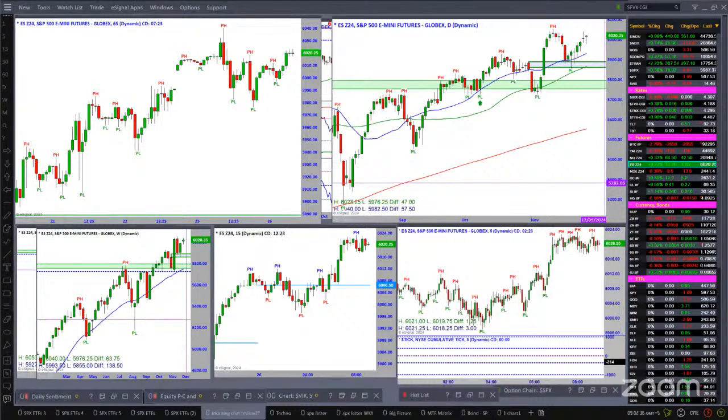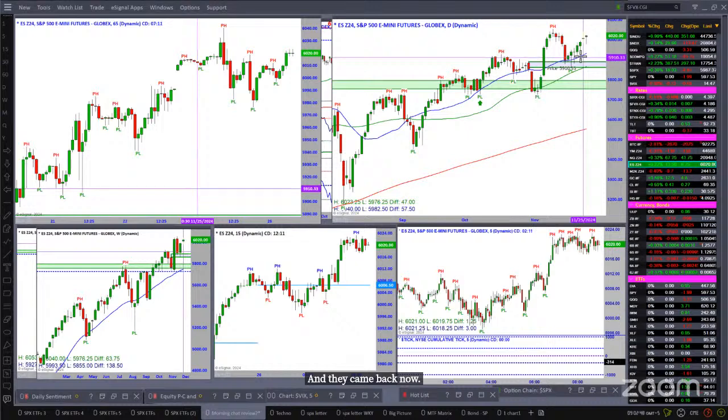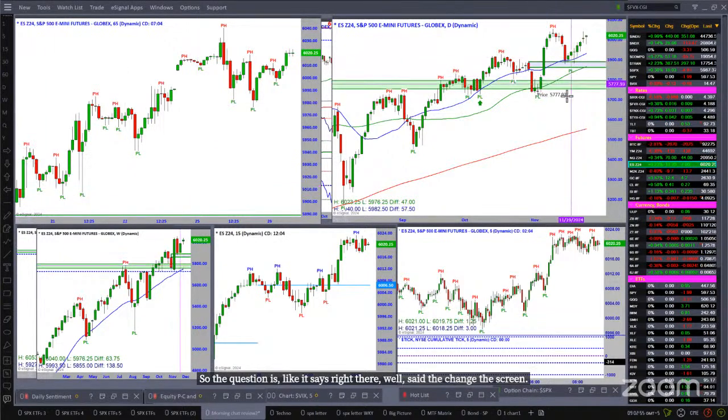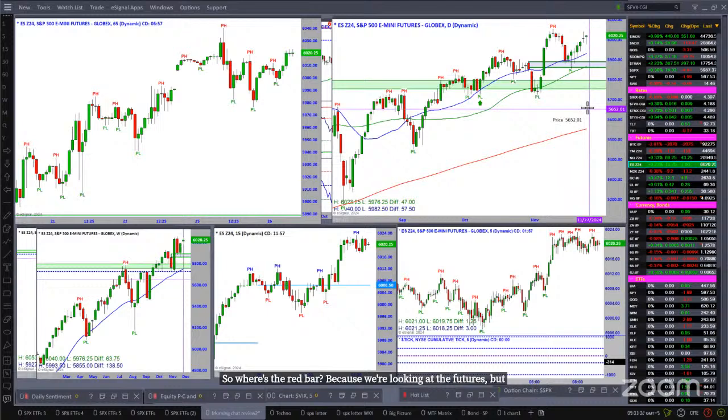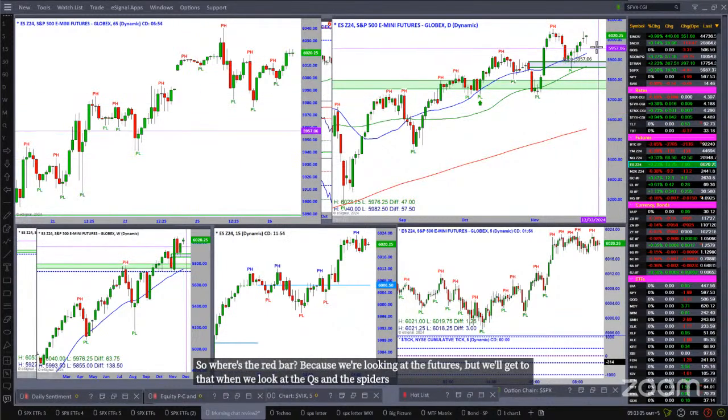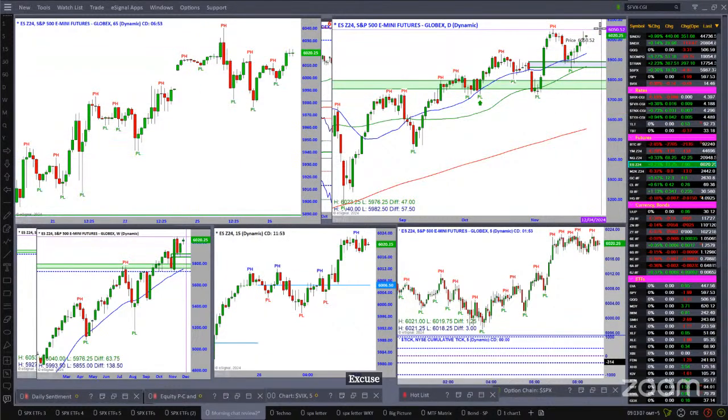So yesterday we got the little sell day. We talked about sell days, up and gap up. Things continued up a little bit, and they came back down. So the question is, like it says right there, RBI day: will we have a red bar ignored? So where's the red bar? Because we're looking at the futures, but we'll get to that when we look at the Qs and the spiders. But we got a topping tail. Look, it's so obvious.